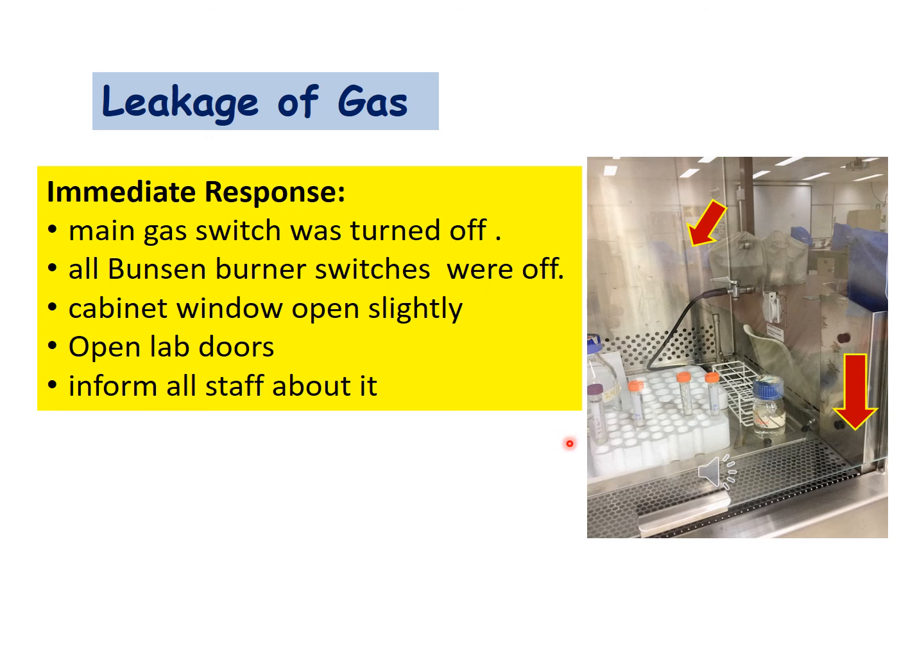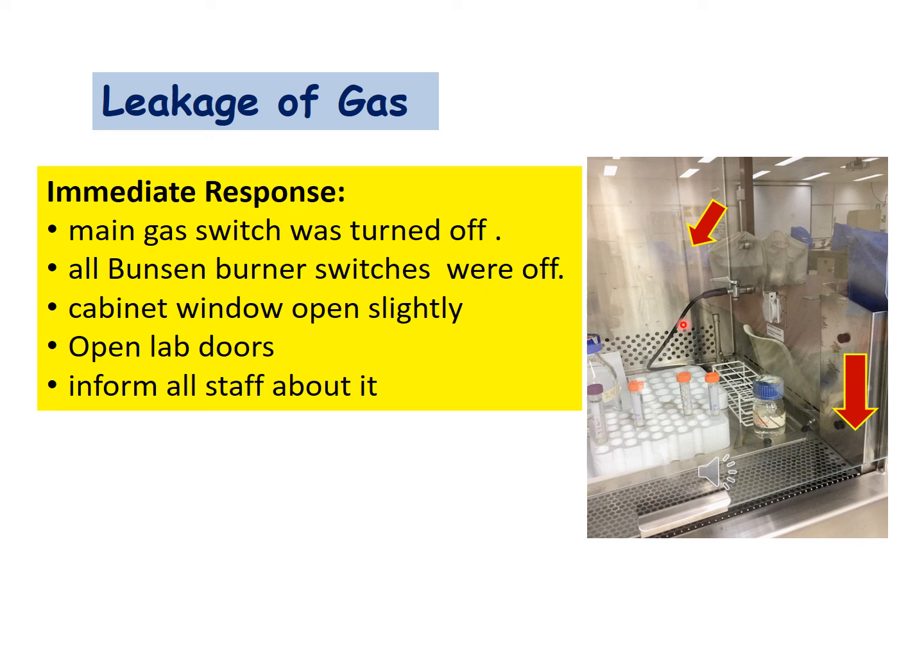So what happens if there is a leakage of gas while you're working in these cabinets? They are actually equipped with natural gas. So of course, there are two stoppers, one here and one on the back side. Switch off the main gas, and then switch off the Bunsen burner flame, and then slightly open the window. There is a glass shield, so that the gas can go outside.